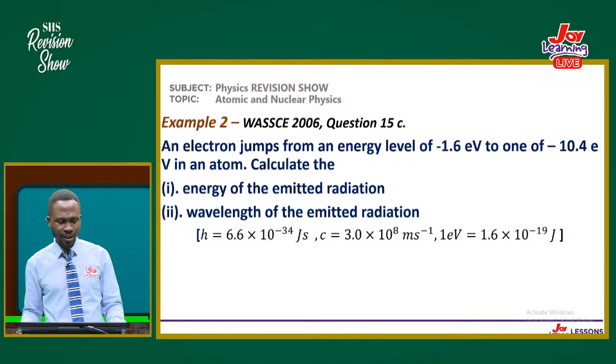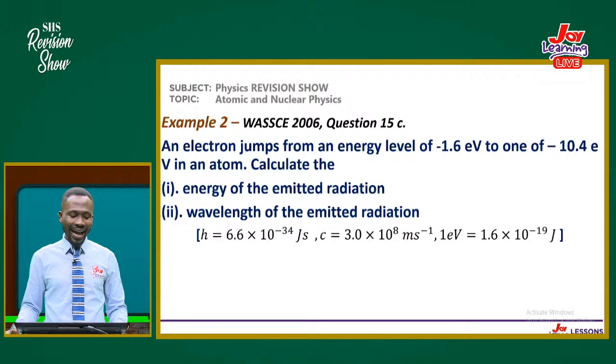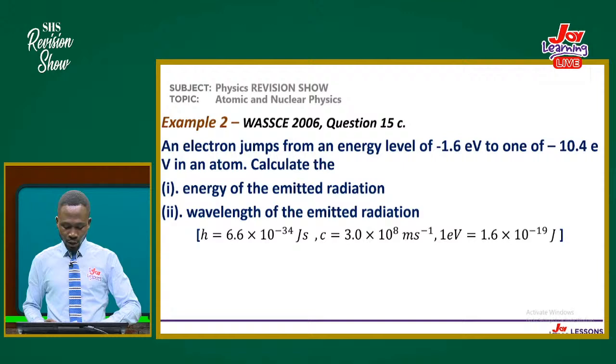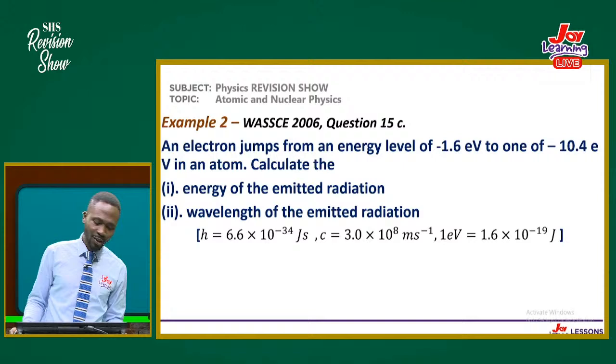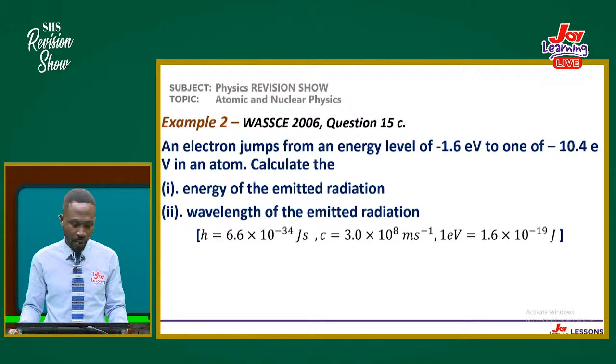WAEC 2006, question 15C. It says, an electron jumps from an energy level of minus 1.6 electron volts to one of minus 10.4 electron volts in an atom. Calculate the I, energy of the emitted radiation. Then II says, wavelength of the emitted radiation. Then we've been given some parameters. H is equal to 6.6 times 10 to the power minus 34 joule second, and C is there. And then 1 eV equals 1.6 times 10 to the power minus 19.